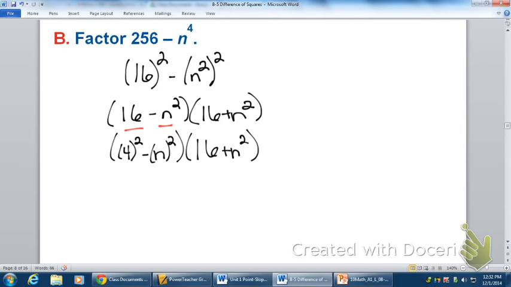So, last thing you need to do here is, I need a 4 minus n. And I need a 4 plus n. Okay? Now what's left? Well, we have that 16 plus n squared at the very end. And that's your factored answer.